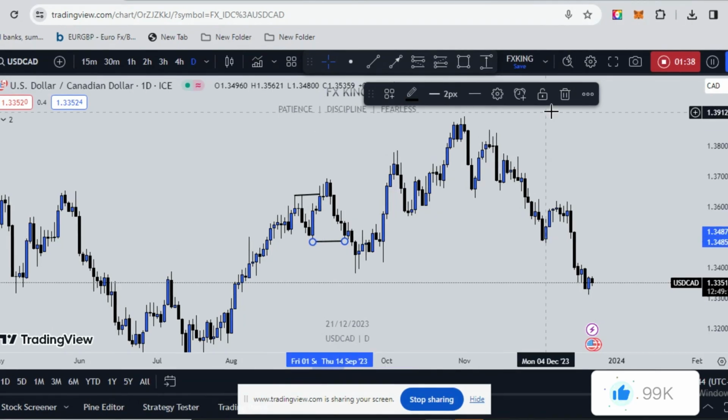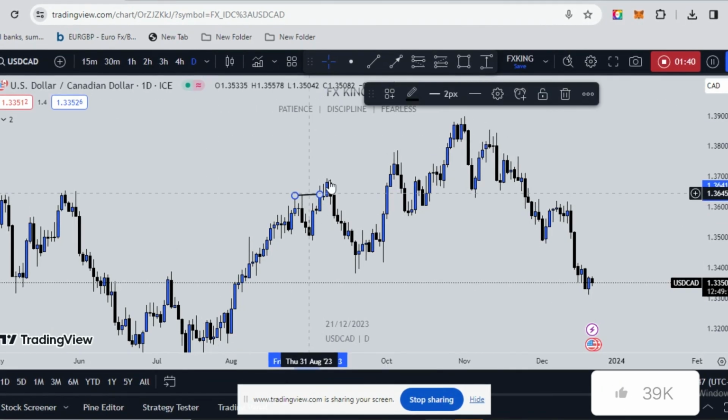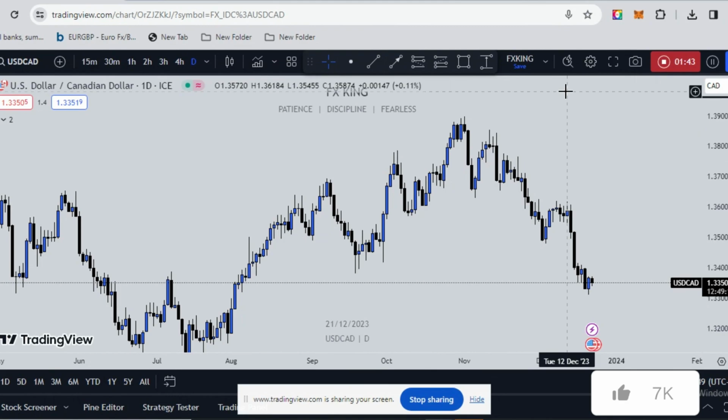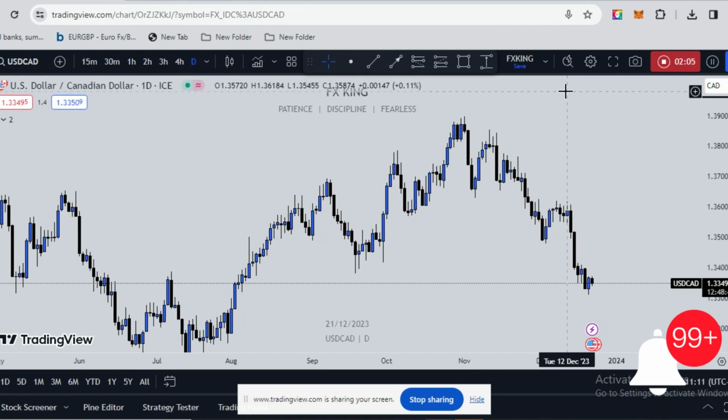So what should you do in this case? When you're marking your valid break of structure, what you should keep in mind is, for a break of structure to be valid, it must take out inducement, and for a higher high to be confirmed, it must take out inducement. For a lower low to also be confirmed, it must take out inducement. So in this case, it's a bullish market, so we are looking for a higher high to be confirmed and for a valid break of structure.